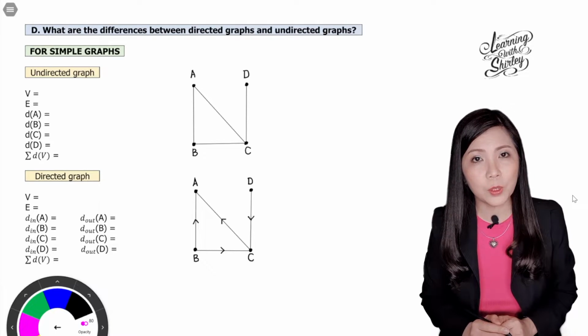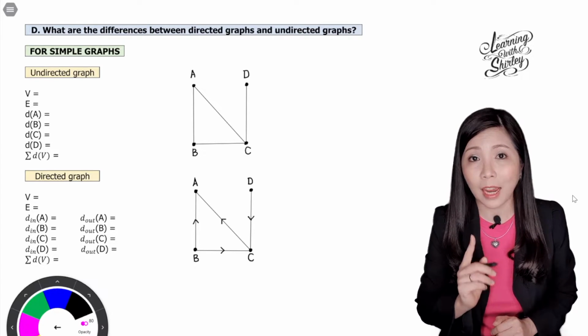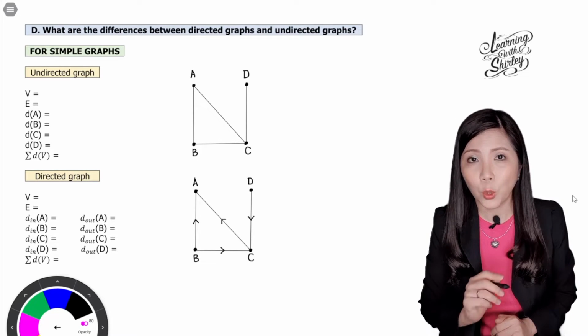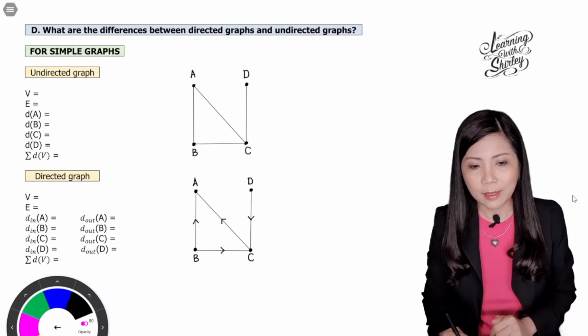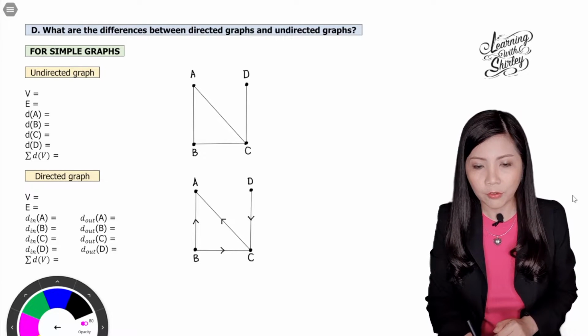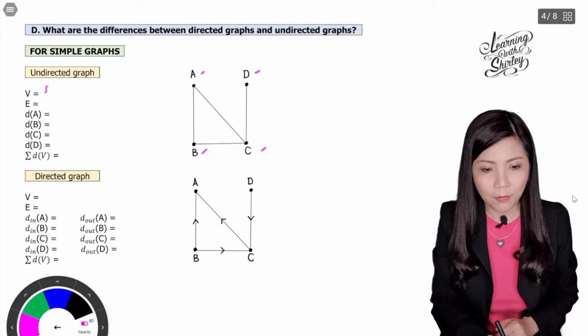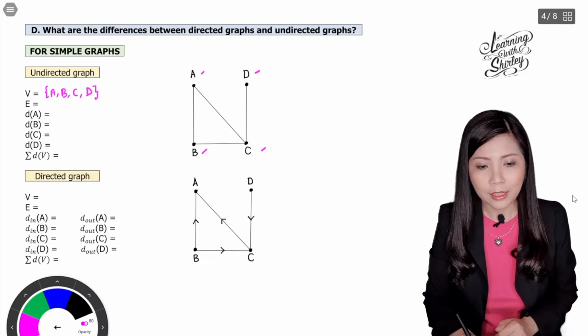What are the differences between directed graphs and undirected graphs? Directed graphs means with direction. You can see arrows in the diagram. Whereas undirected graphs means no direction. There will be no arrows in the diagram. So let's look at these simple graphs. For the undirected graph, we have 4 vertices, A, B, C, and D. So therefore the V's are A, B, C, and D. So these are the vertices. E stands for edge.